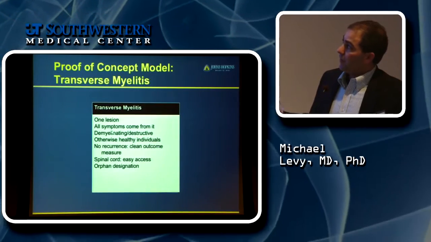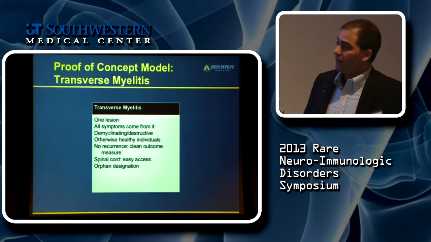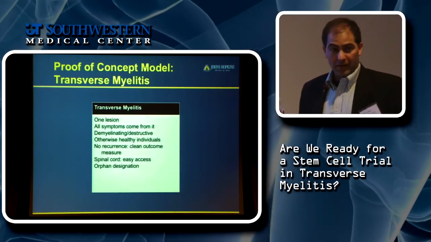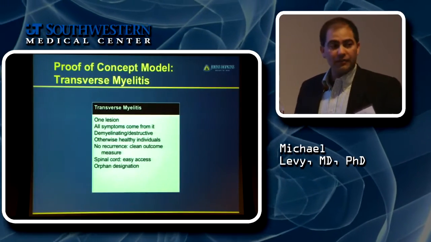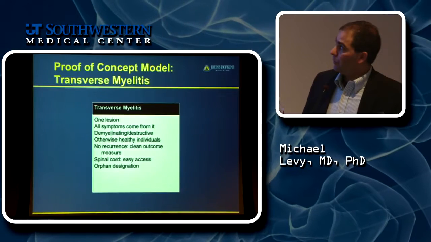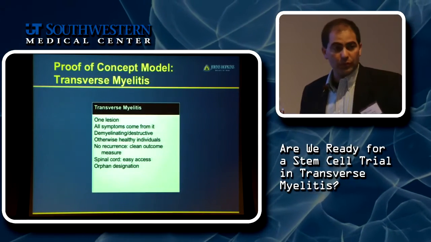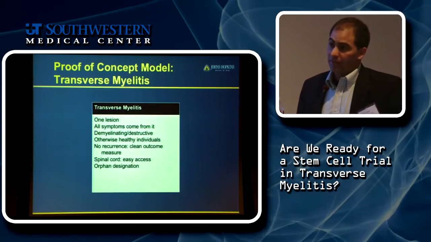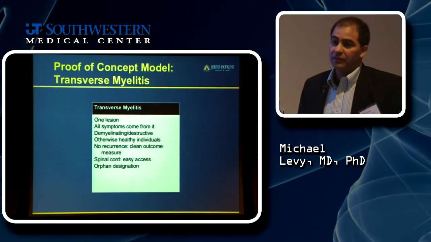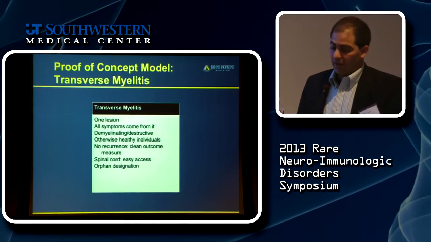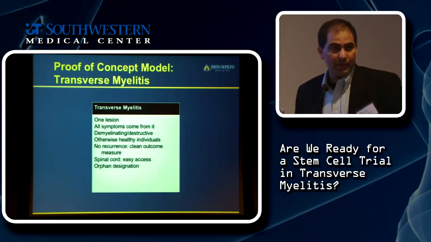TM can be both demyelinating and it could be destructive. We have stem cells that prefer to make myelin. We have some stem cells that prefer to make neurons and neuronal bridges and circuits. So depending on what kind of TM you have, we may have the right stem cell for it. TM patients are generally otherwise pretty healthy individuals. They have significant disability from the one TM, but other than that, they can usually undergo surgery if necessary for the procedure and can otherwise go through the physical therapy that would be necessary and so on.